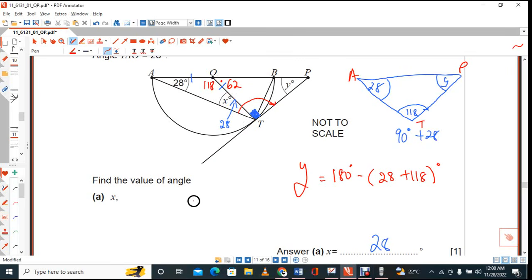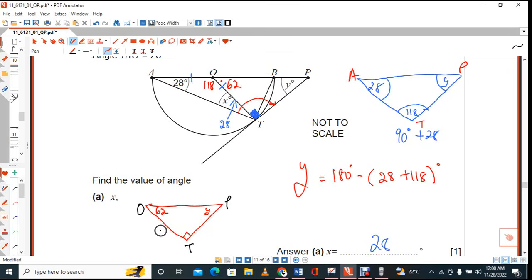Another way you can do this, I'm going to draw it here. Remember, this is now 62 over there, Y over there, and that's 90. And this would then be triangle OTP.